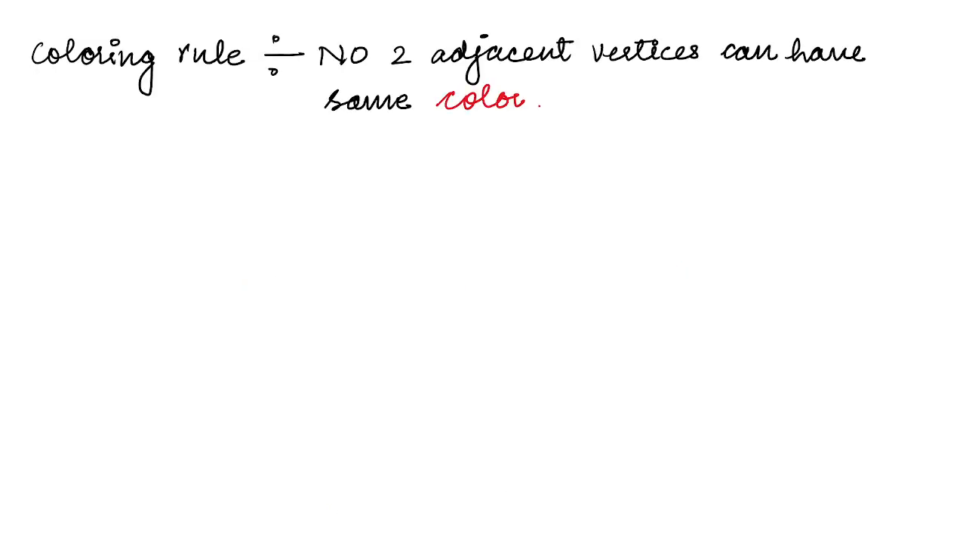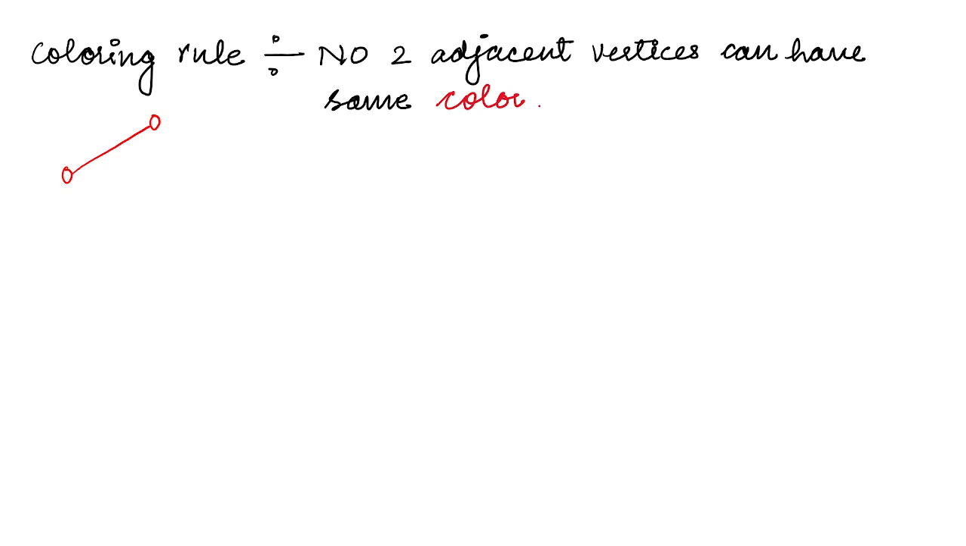Now, we can assign colors to vertices, but this rule has to be followed. The rule says that no two adjacent vertices can have the same color. So what are adjacent vertices? If this is one vertex and this is another vertex, then they will be called adjacent only and only when they have an edge, sharing an edge. So if these two vertices have the same color, then this is not the proper coloring method. Hence, this will be disregarded from this category.